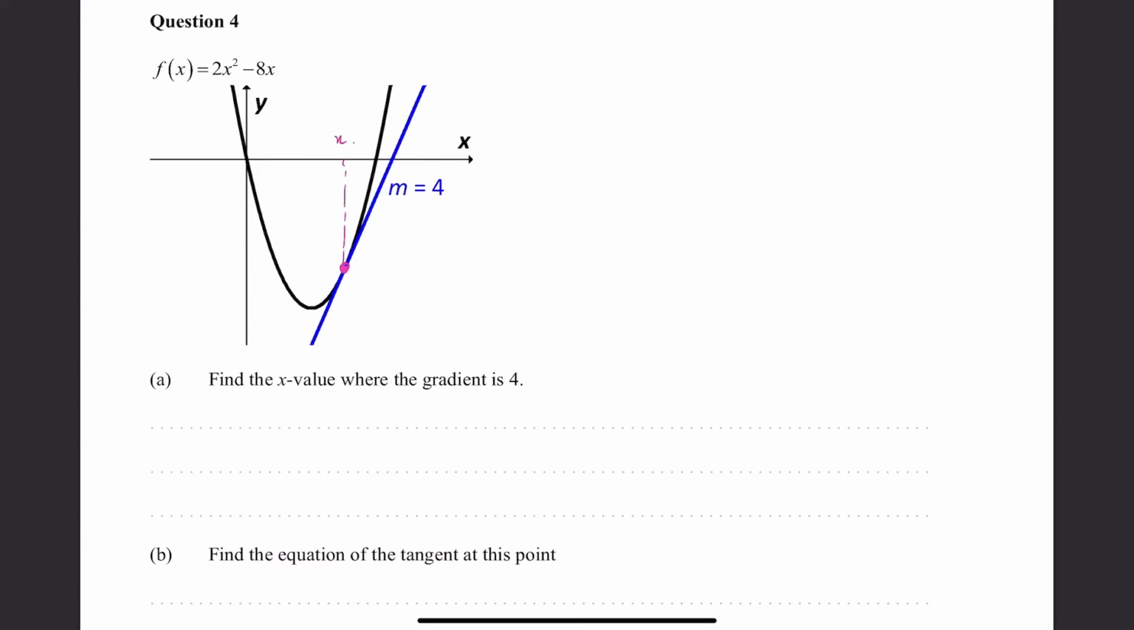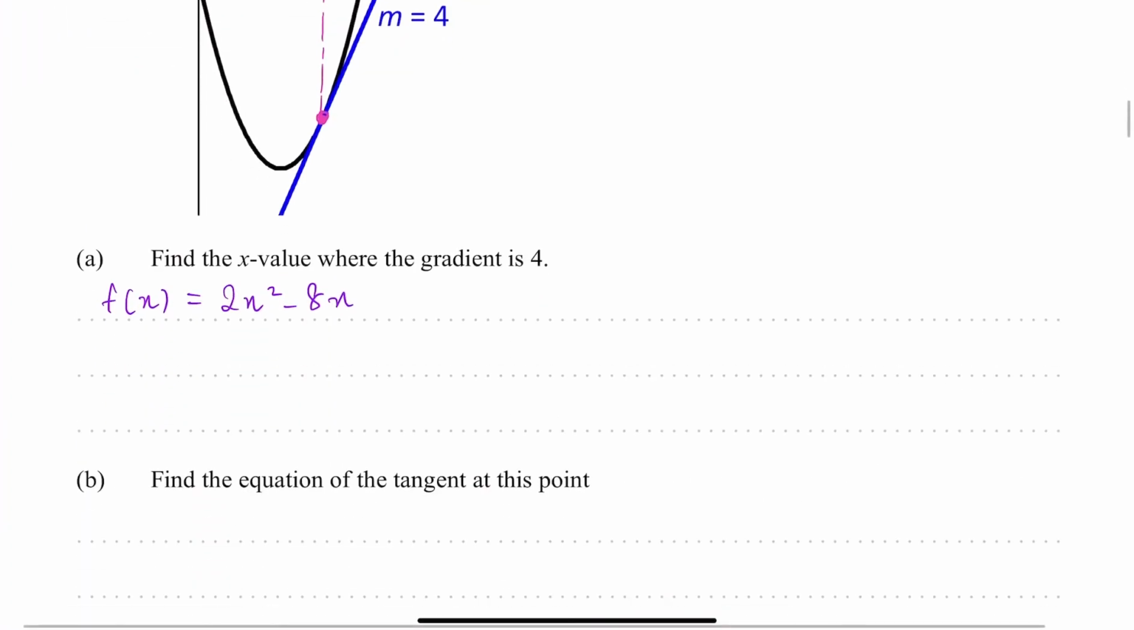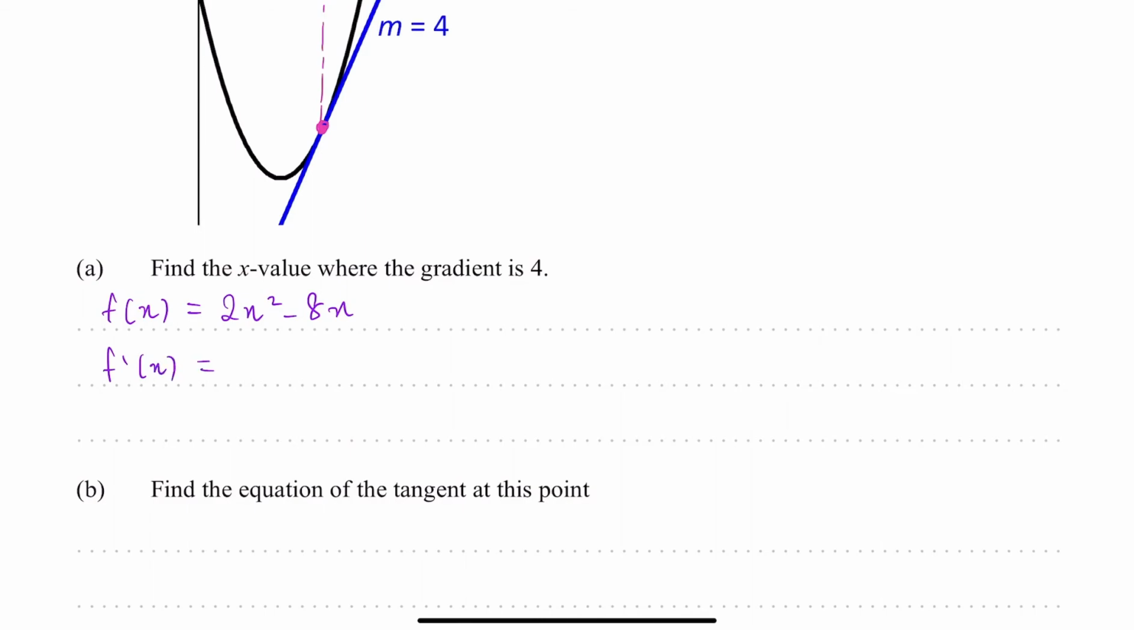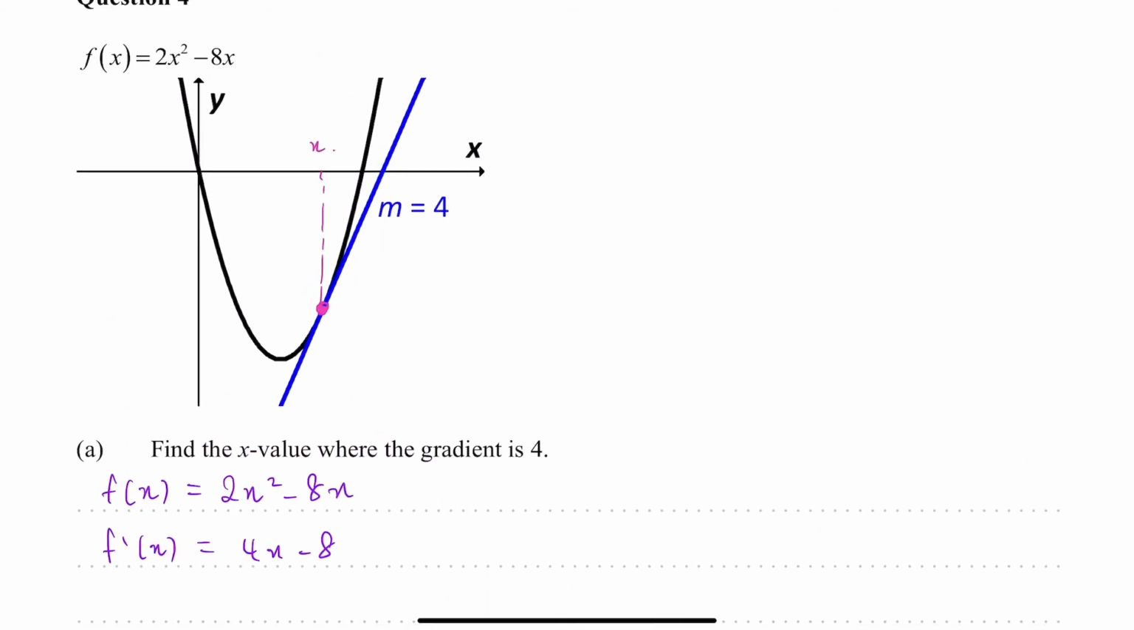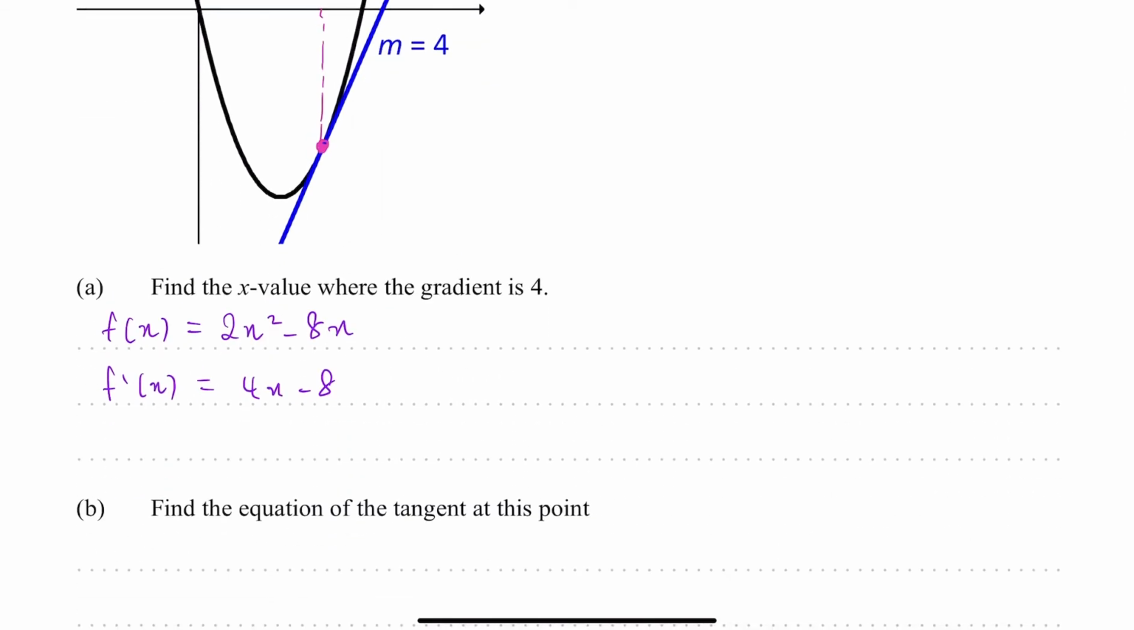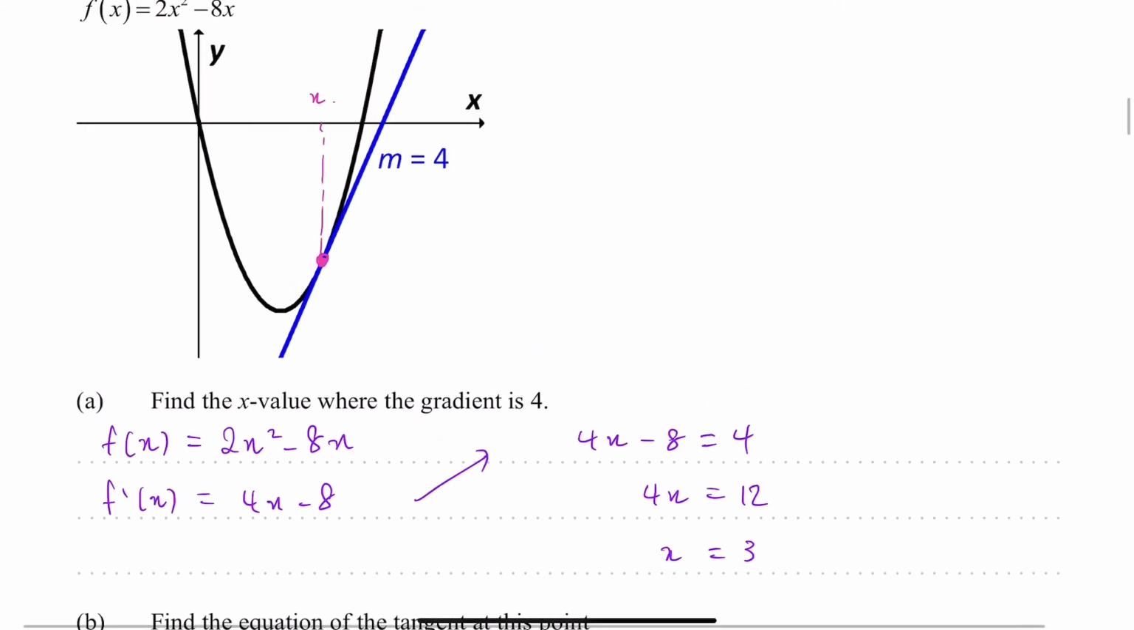So how do we do this? Well, let's just start with our function, and then we can differentiate this. It says the gradient is 4, right? And we have the gradient function. So let's come over here to the side, and I'm going to say, when is this gradient function equal to 4? What value of x is going to give us a gradient of 4? So you can move 8 over there and divide everything by 4. So we get x equals 3.